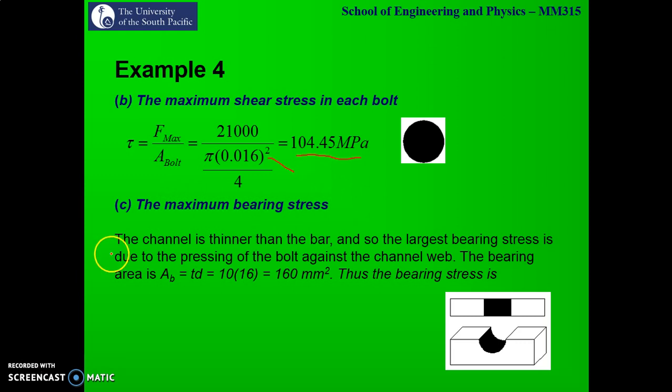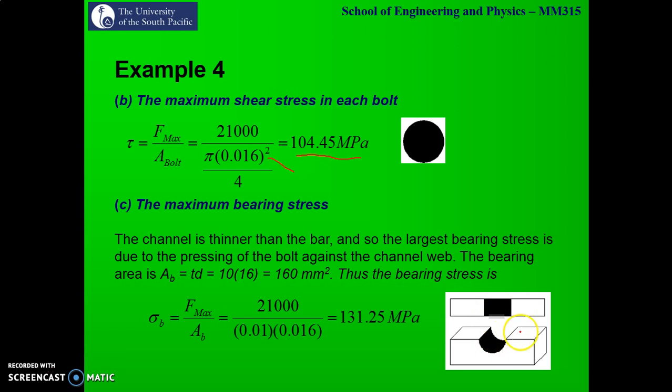Now for maximum bearing stress, the channel is thinner than the bar. The channel had a width of just 10 mm, so the largest bearing stress is due to the pressing of the bolt against the channel web. The bearing area Ab is simply the thickness of the channel times the diameter of the bolt, which was 16 mm. So 10 mm thickness of the channel times 16 mm gives you 160 mm squared. Thus we can calculate our bearing stress. Your bearing stress is nothing but Fmax divided by bearing area, which is 21 kilonewton over 10 mm times 16 mm converted to meters, and we get a bearing stress of 131.25 megapascal.